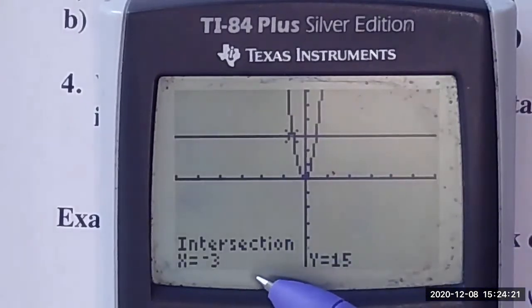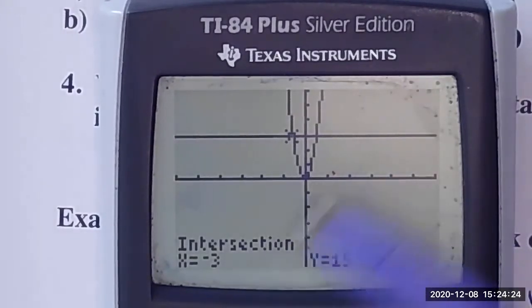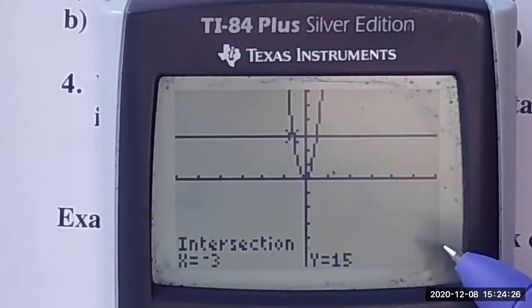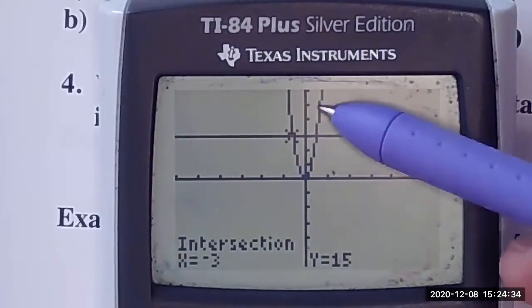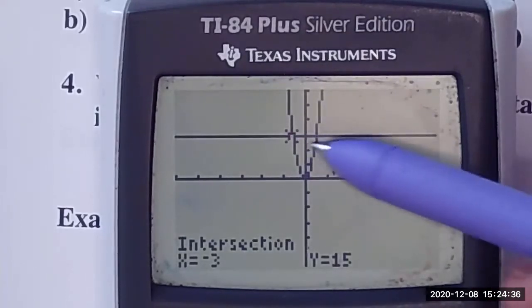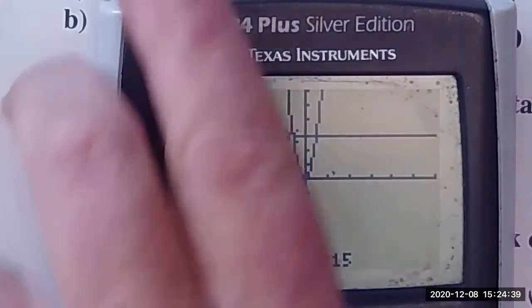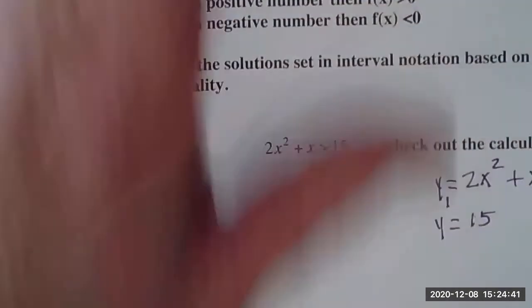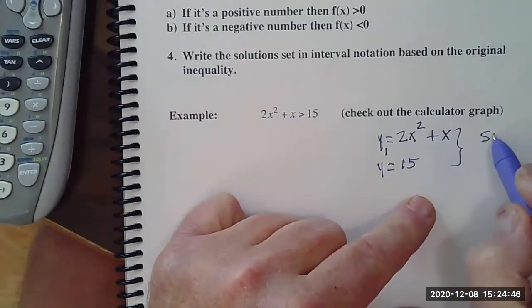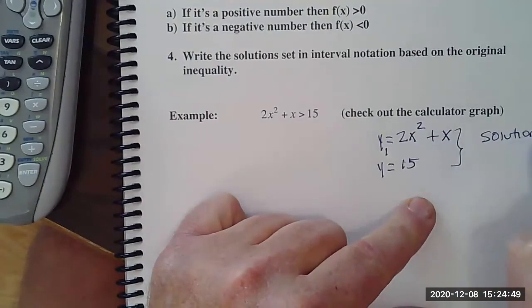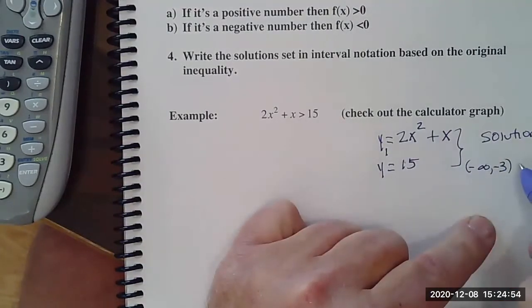So at -3, and this is probably at +3. So at -3, so -infinity to -3, and then from +3 to infinity, the curve is above or greater than the line. So I'm going to take a stab at the answer from the graphing calculator, that my solutions lie from -infinity to -3, and then you go union, and then 3 to infinity.